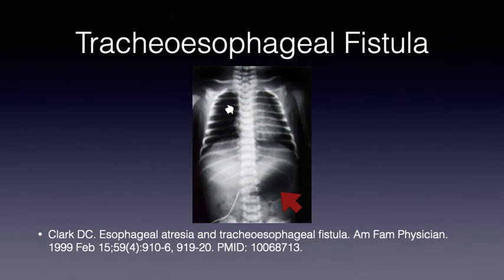Tracheoesophageal fistulas can allow extra air into the stomach. You inhale, then it goes in the trachea, and then it sidesteps using the fistula into the esophagus, and then it gets into the stomach. You can see this air as a prominent gastric bubble in the stomach on chest x-ray.